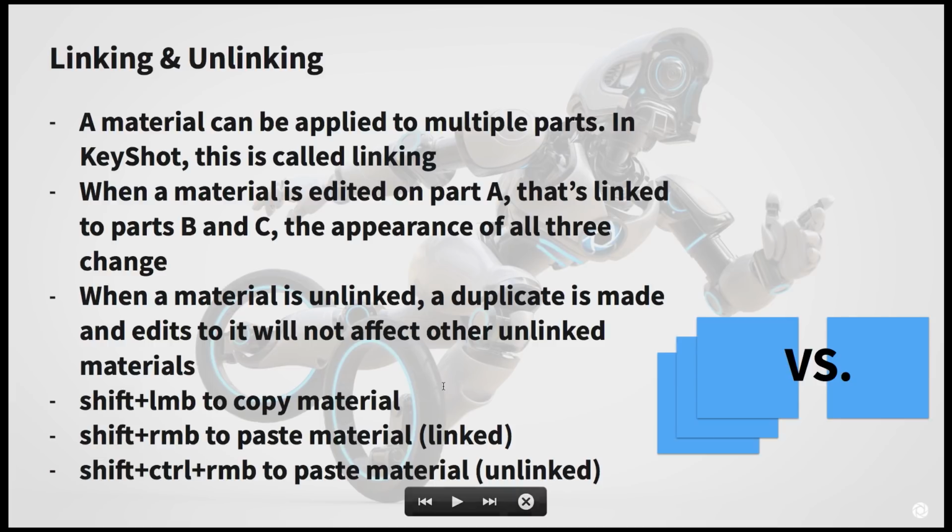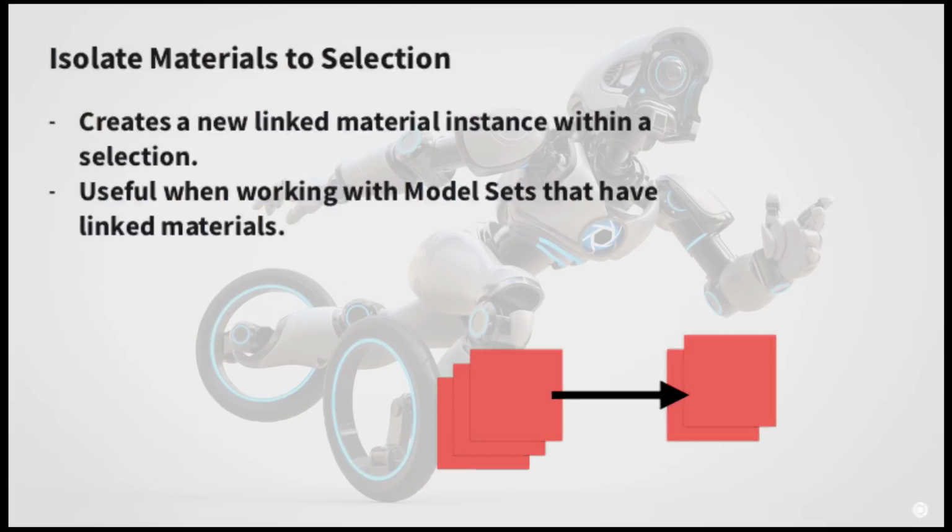And once you memorize these, you will work through a KeyShot scene much, much faster. Now let's talk about isolate materials to selection. And this is a very interesting feature. It's also a new feature for KeyShot.